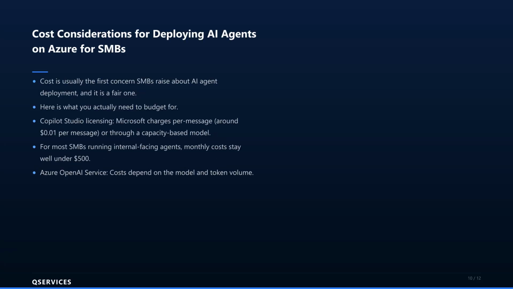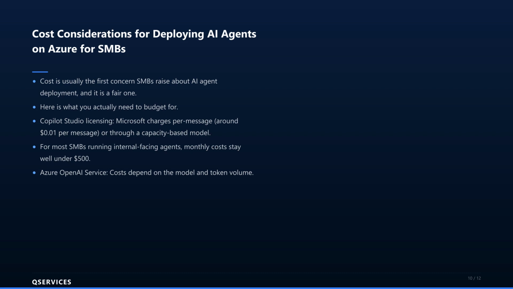Cost considerations for deploying AI agents on Azure for SMBs. Cost is usually the first concern SMBs raise about AI agent deployment, and it is a fair one. Here is what you actually need to budget for. Copilot Studio licensing: Microsoft charges per message, around 1 cent per message, or through a capacity-based model. For most SMBs running internal-facing agents, monthly costs stay well under $500.